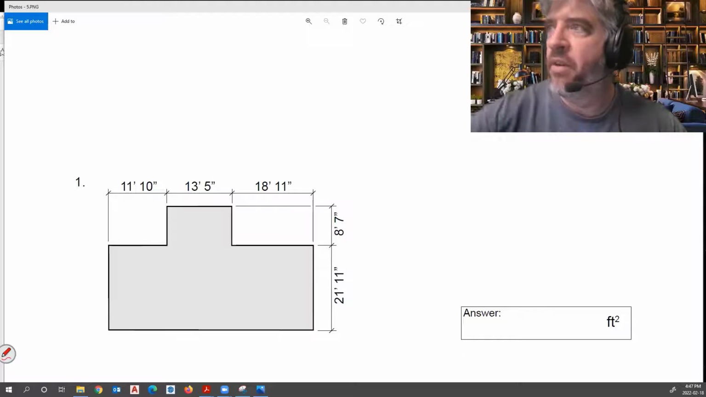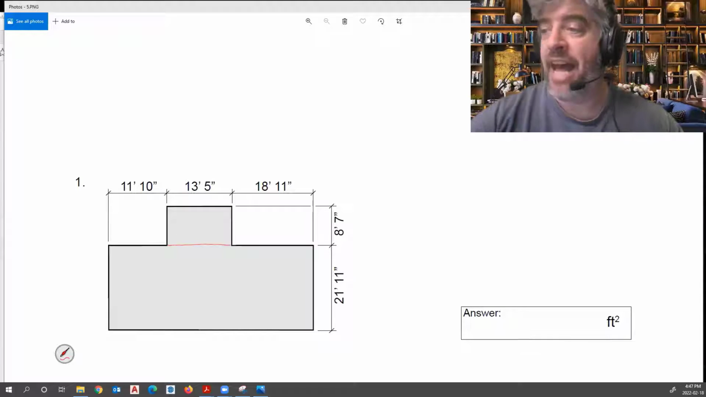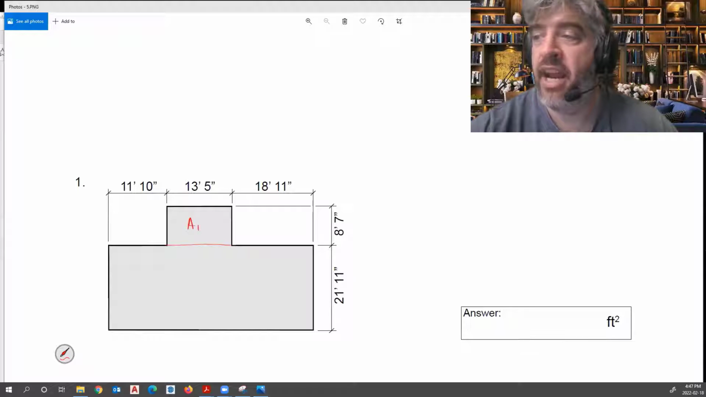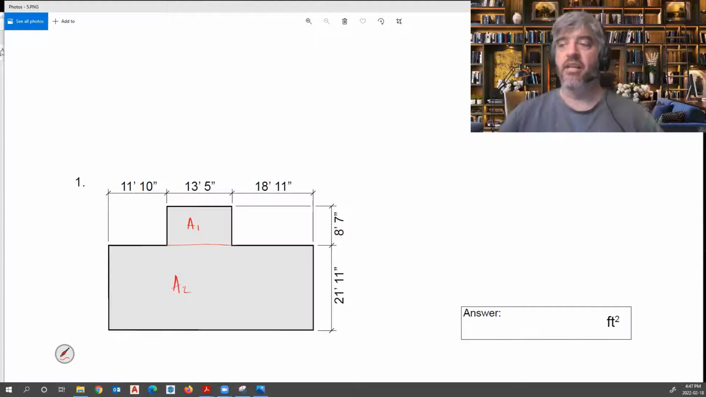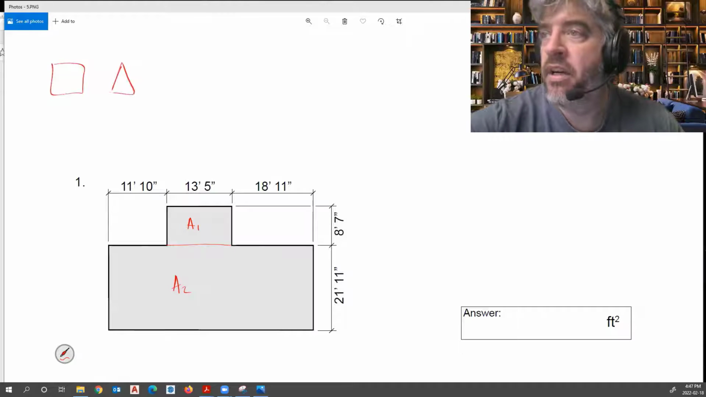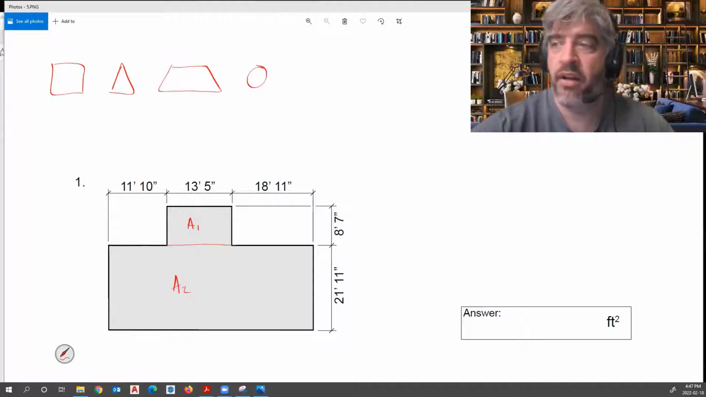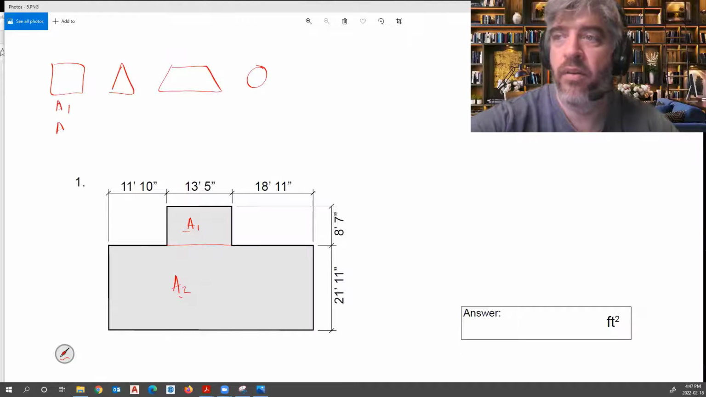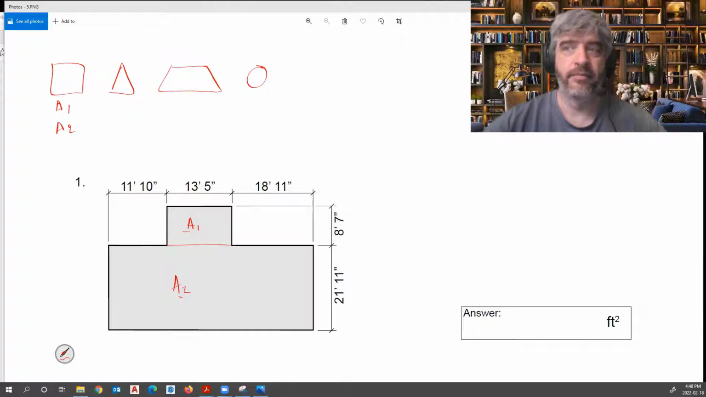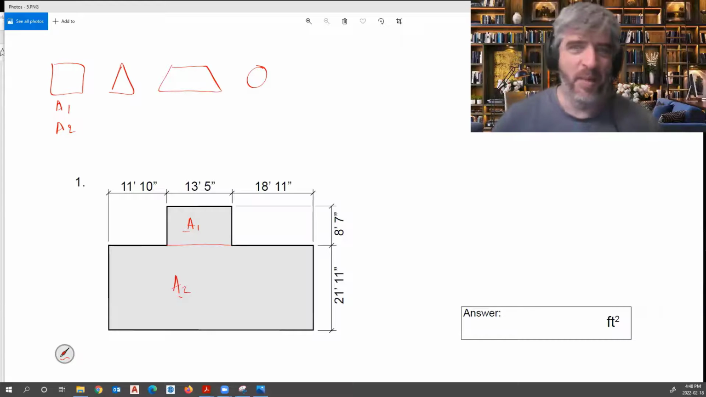So if I were breaking this one down, all right, pen here. If I were breaking this one down, honestly, I would just do that. That means area 1 is here and area 2 is here. These are 2 simple rectangles. They fall into our 4 shape rule, right? So I'm just going to draw these shapes back up here. Okay, A1 and A2 are both squares. Okay, we can work with this methodology.